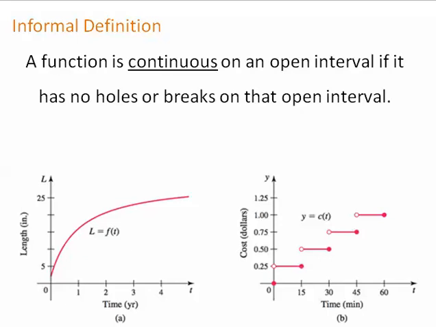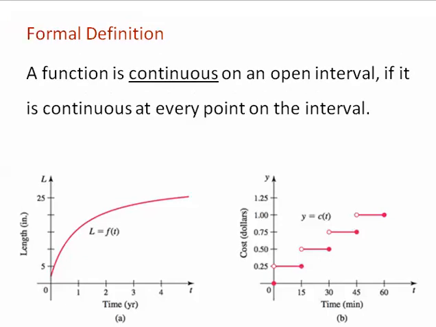There's a discontinuity at 15, and at 30, and at 45, and 60, and so on. So the one on the right has sections in which it is continuous, but definite points of discontinuity. A function is continuous on an open interval if it is continuous at every point on the interval. That's the formal definition of continuity.